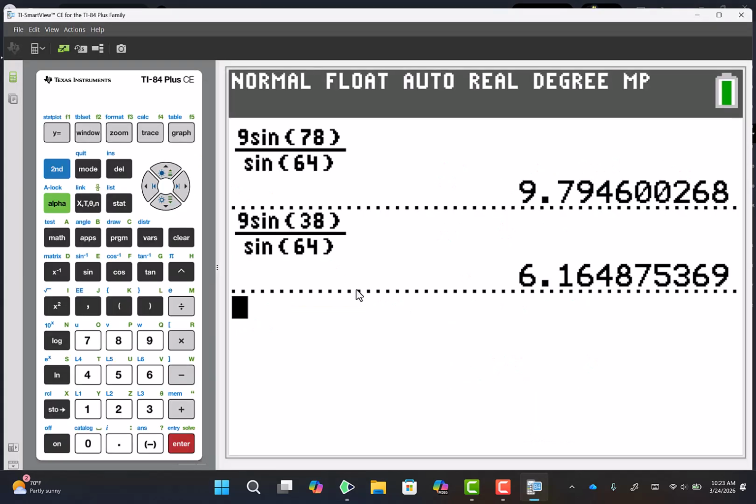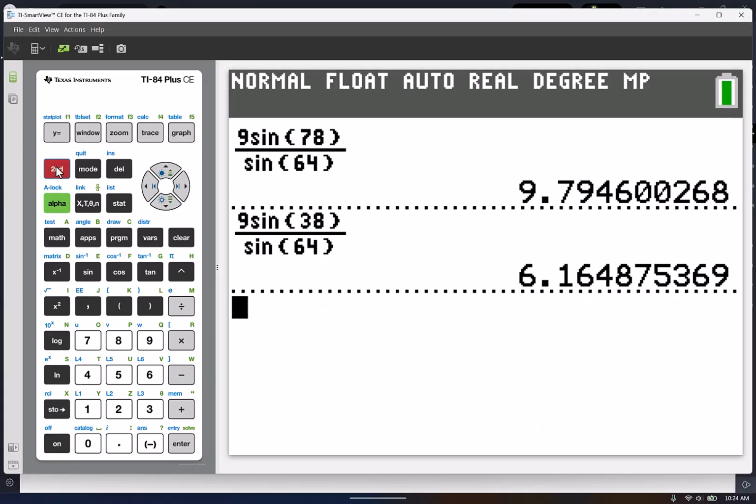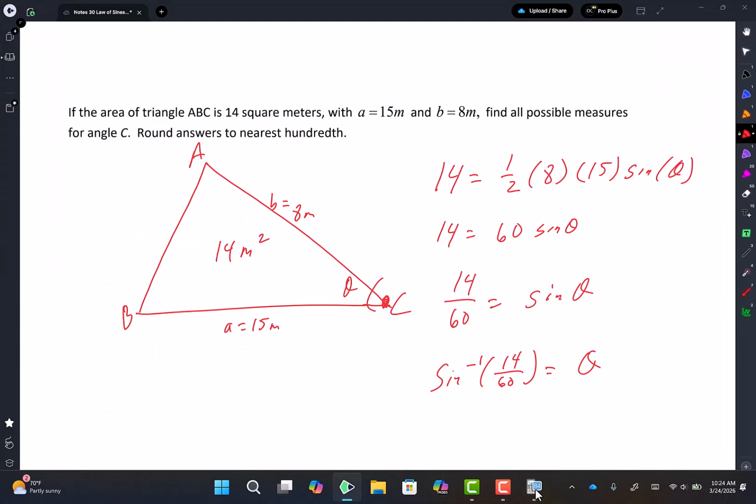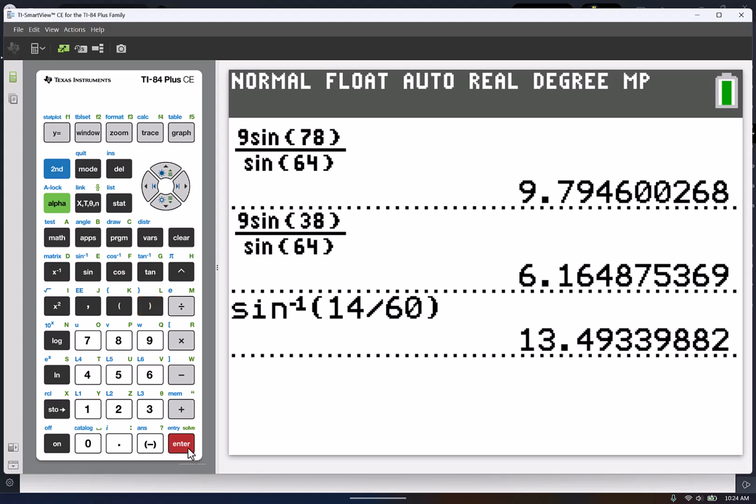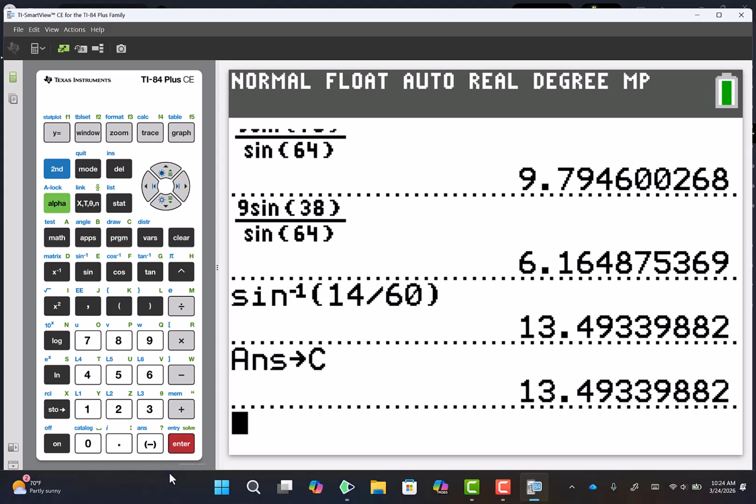All right, calculator, arc sine. Make sure you're in what mode? Degree. Arc sine, and you could reduce that to 7 over 30 if you wanted to, but you can leave it as 14 over 60. It's not a big deal. 14 over 60. And there it is. I'm going to save that to C. You'll see why. 13.4933.